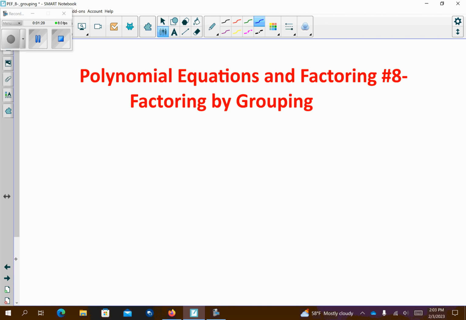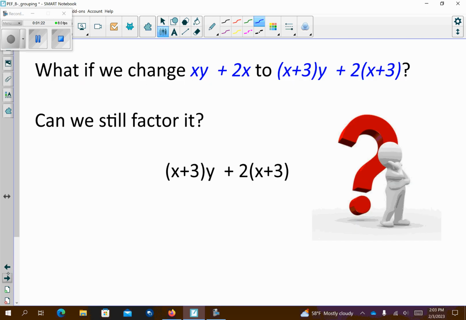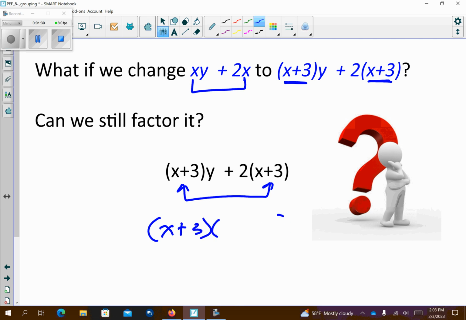So now we're going to get into grouping. We've already seen this a little tiny bit. But think about if we were to change this, we were to replace our x's with x plus 3. Okay, it could look like this. So think about this. I have these two in common. So that's going to be my first set of parentheses. What do I have left? Well, I have y plus 2. That goes directly into the second set of parentheses. And it's done. It factors. I can factor out a binomial from 2 terms.